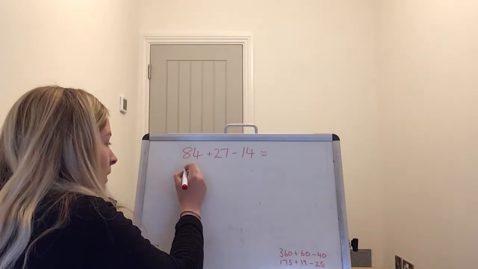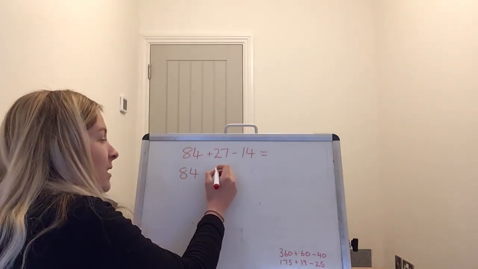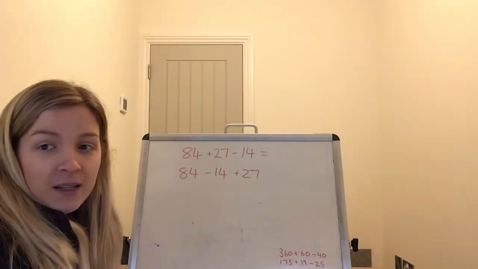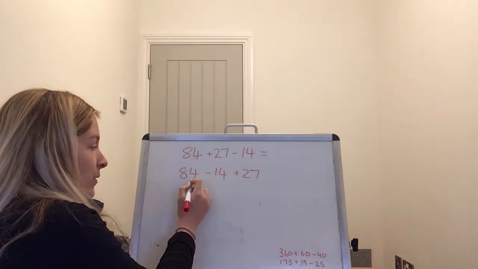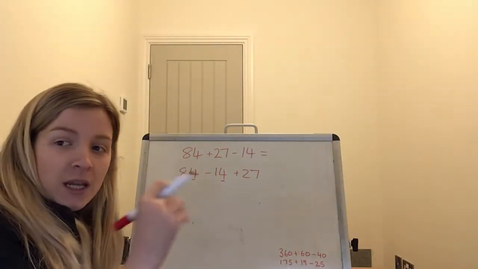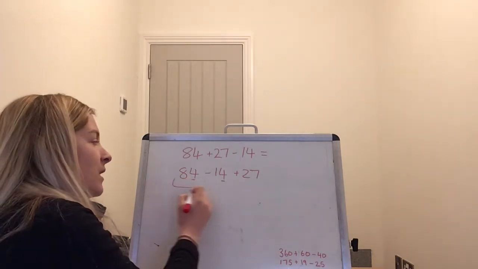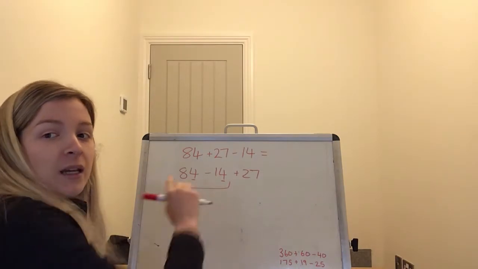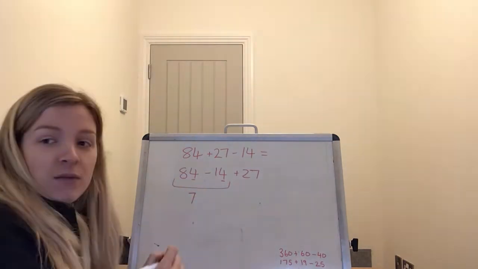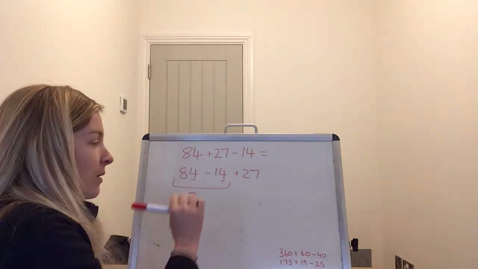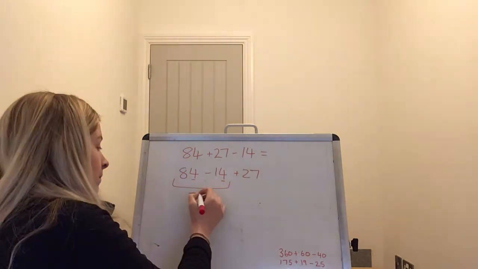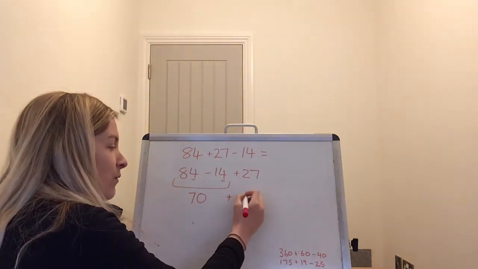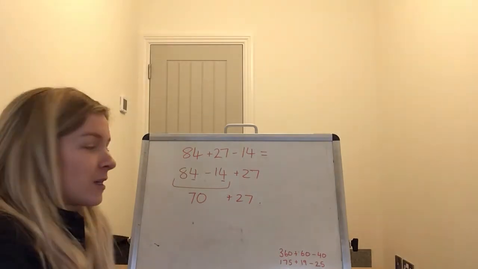So let's write 84, take away 14 first, and then add 27. Already I can spot 4 ones here and 4 ones here. That should help me take it away really simply and really quickly. So 84, take away 14. 8 tens, take away 1 ten is 7 tens. And then 4 ones, take away 4 ones, leaves me with 0 ones. Exactly. Then, remembering to add on my 27, all of a sudden this becomes a lot easier.